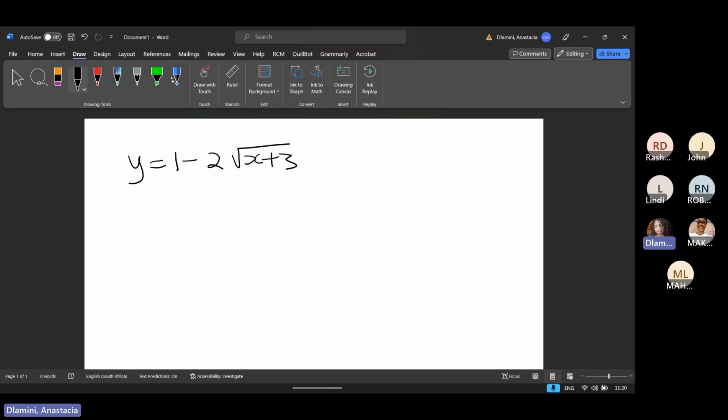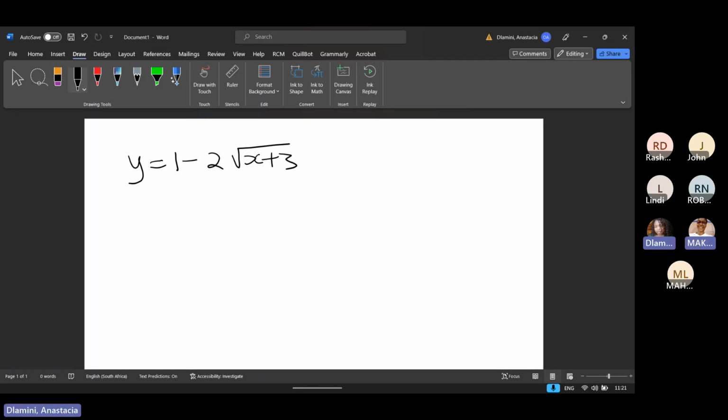Okay, I say we start with our parent function. What is our parent function for this particular graph here? For this particular function, y is equal to 1 minus 2 square root of x plus 3. What is our parent function?